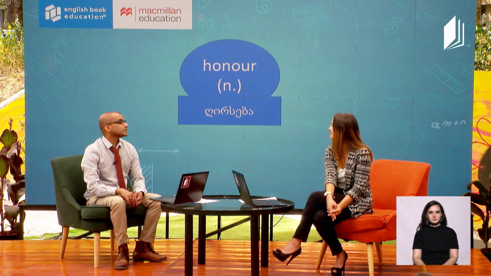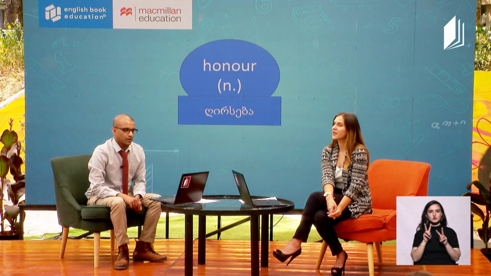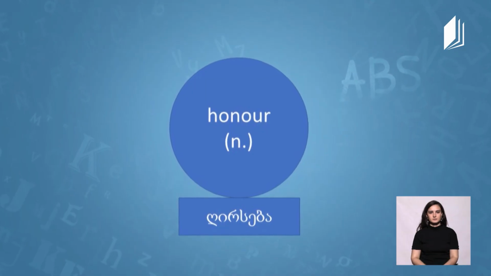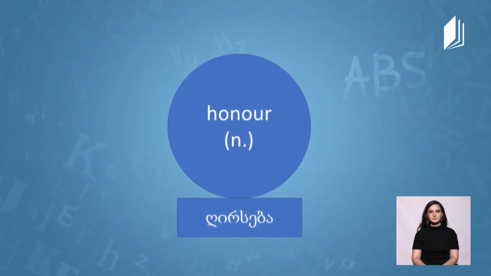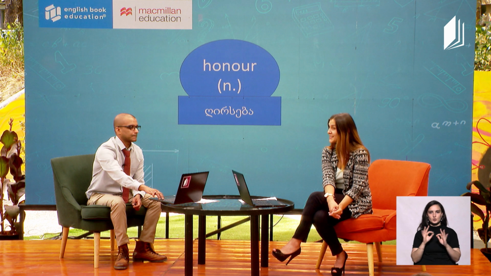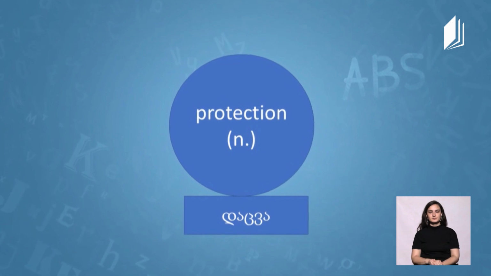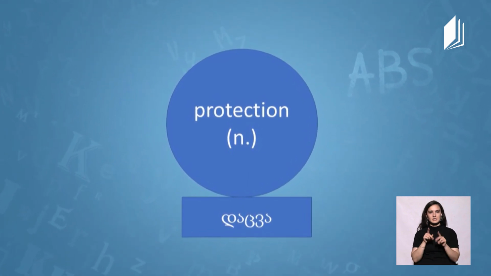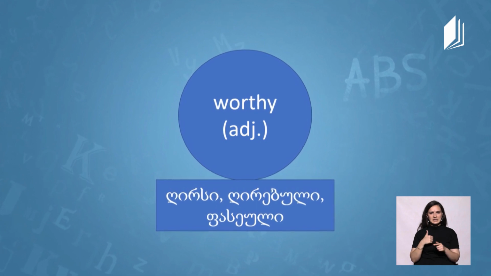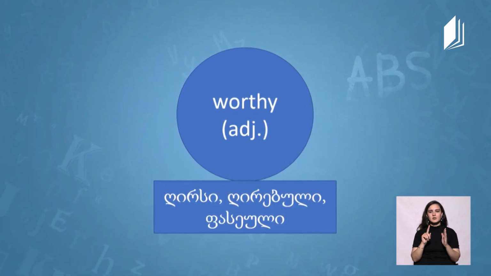Very closely related to chivalry is honor. Honor. Doing what is morally right. Then we have protection. Protection. The act of keeping others safe from harm. And next we have worthy, an adjective, worthy. Having the necessary characteristics to do something, deserving, being moral, being good.